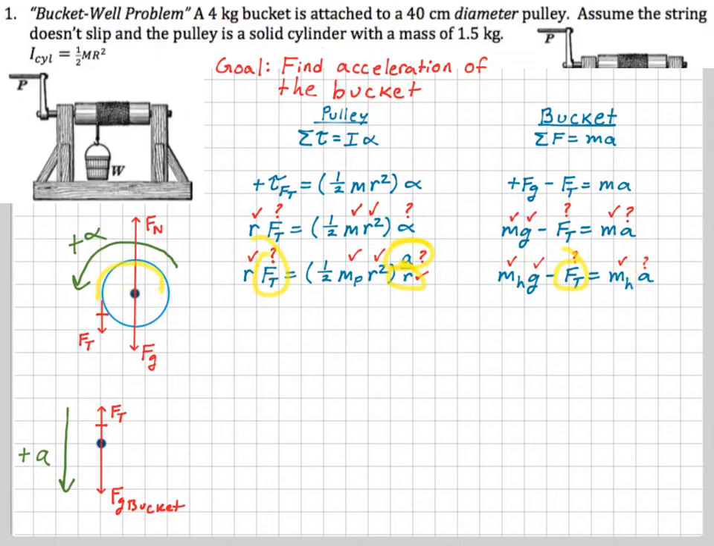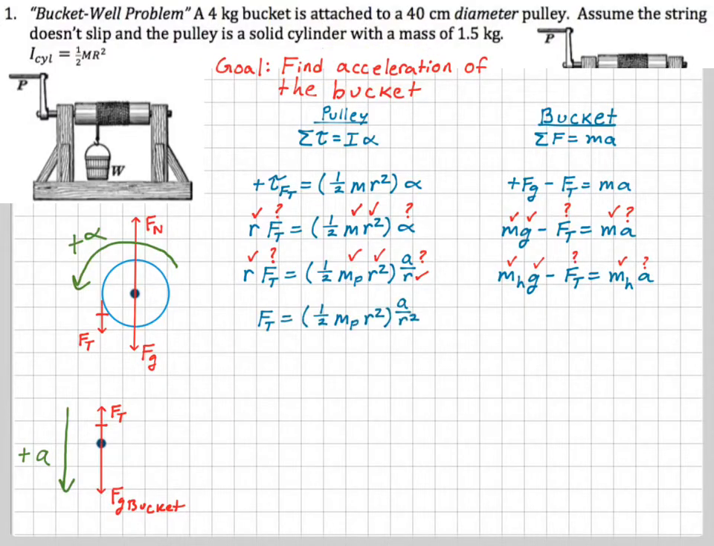So now we have two equations and two unknowns, and so we just have to substitute and solve for one of the unknowns. Our goal in this problem is to solve for the acceleration of the bucket, so we're going to substitute force tension over and find that acceleration.